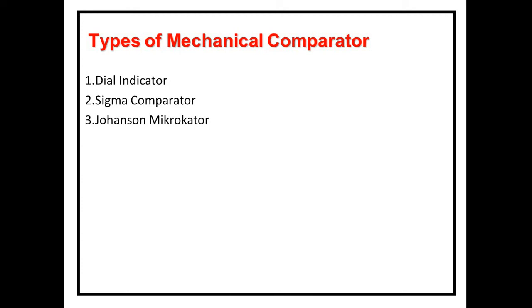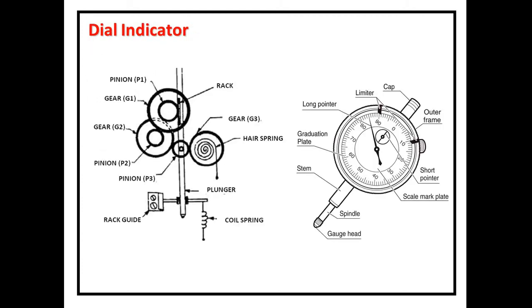So let us see what these comparators are. You can see this dial indicator. This is the actual image of the dial indicator, and this is an inside view. In this dial gauge, this is the gauging head, also called the plunger. Then this is the spindle. The plunger is going to move to and fro inside.